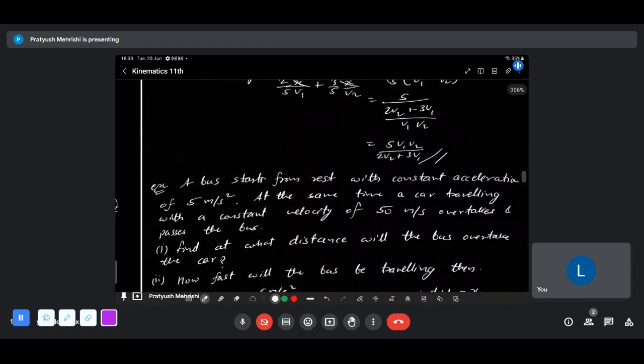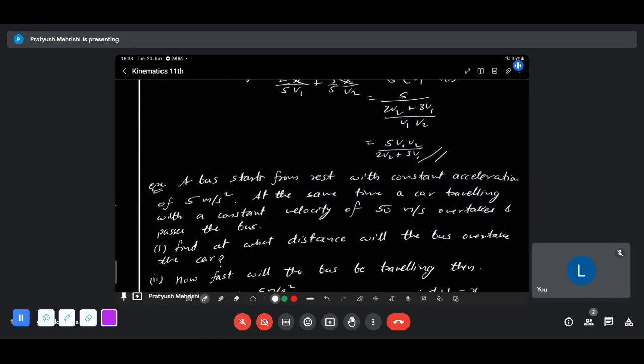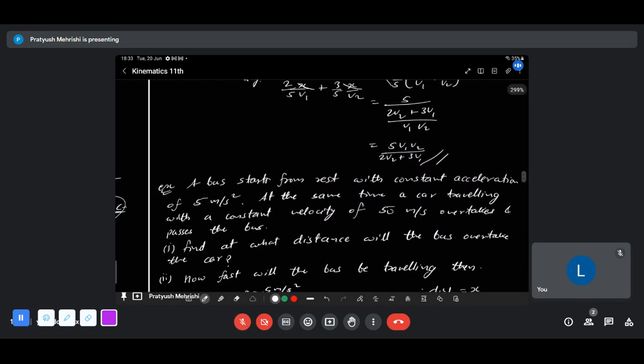Yes, now. Similarly, see this example. A bus starts from rest with a constant acceleration of 5 meter per second squared. At the same time, a car is traveling with a constant velocity of 50 meter per second. It overtakes and passes the bus. Find out at what distance the bus will overtake the car and how fast the bus will be traveling then. Tell me how to solve it.